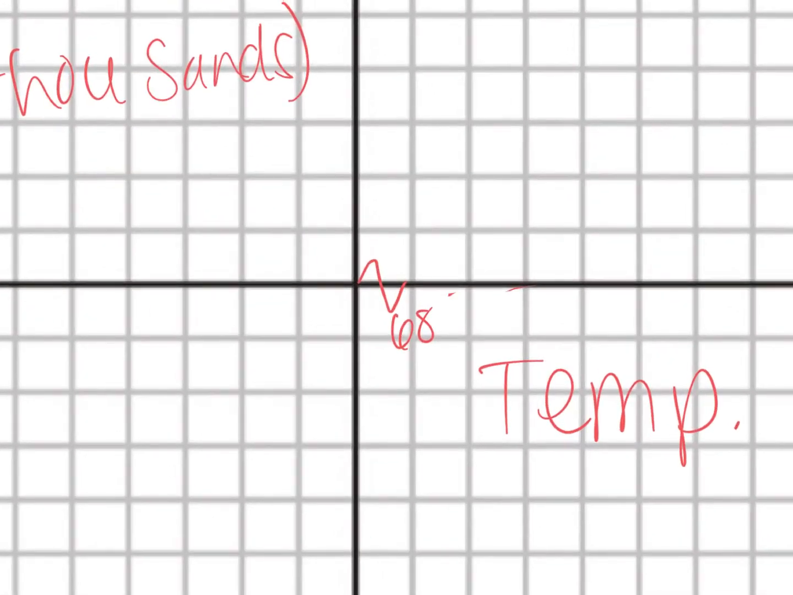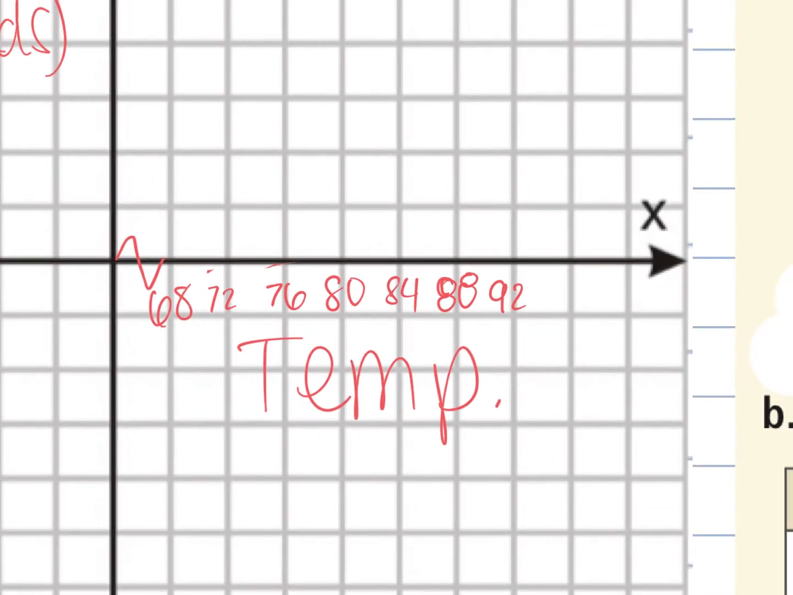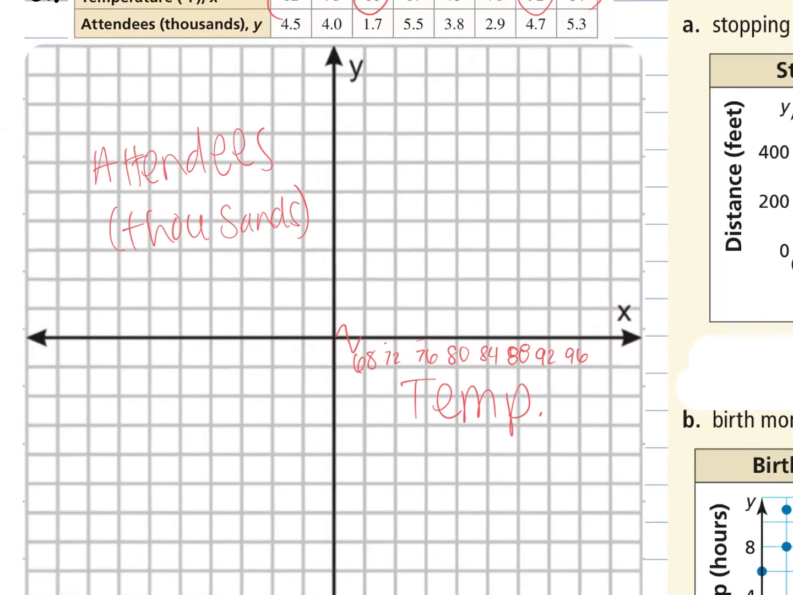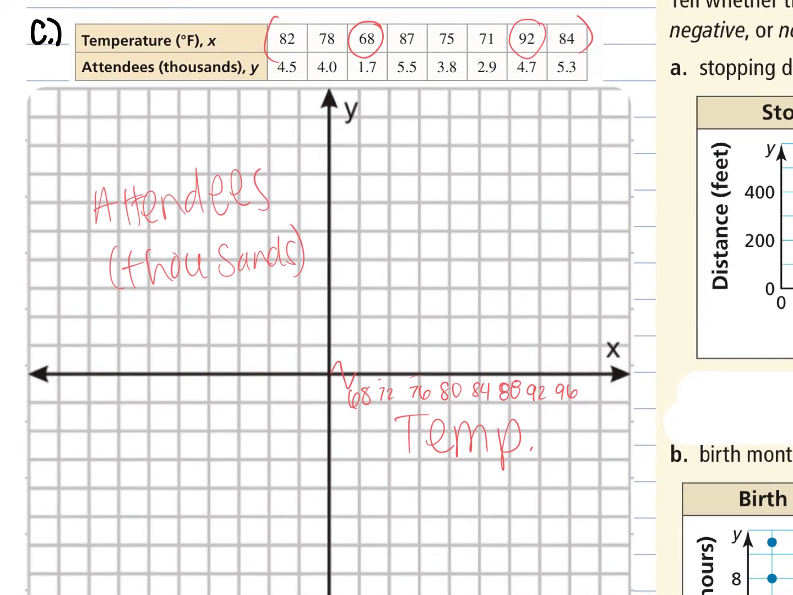So what's 68 plus 4? 72. Then after 72? 76. After 76? 80, 84, 88, 92, and then we'll just do 96. That's perfect because that fills out our entire chart. Good pick, Austin. Okay?